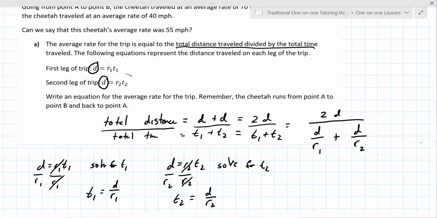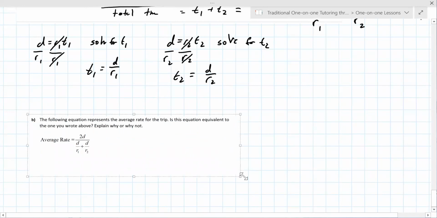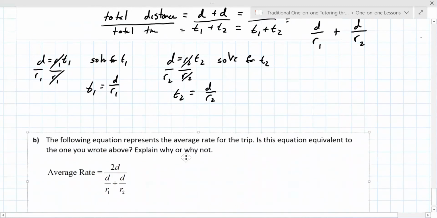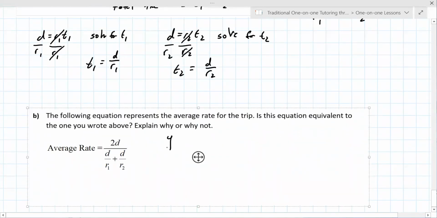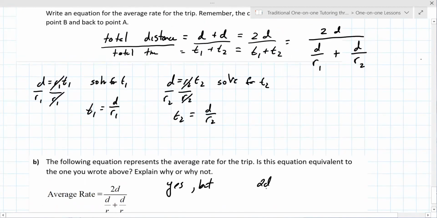Is that okay? Yes. So in some ways that's kind of what B is asking you to do. I'm going to snip in B now. I would show all this work for A if you have or have not done that. It's asking you, is this the equation you got? And the answer is yes, but you could also get this other one, this one up here, 2D over T1 plus T2.